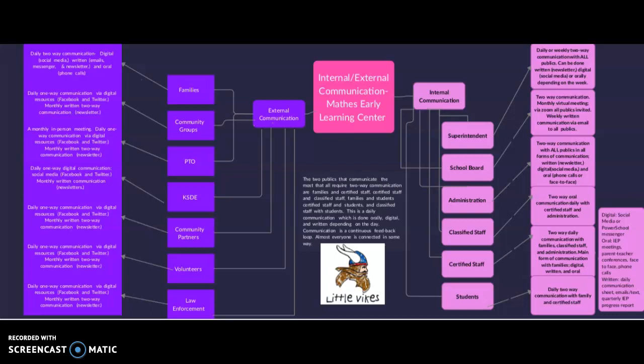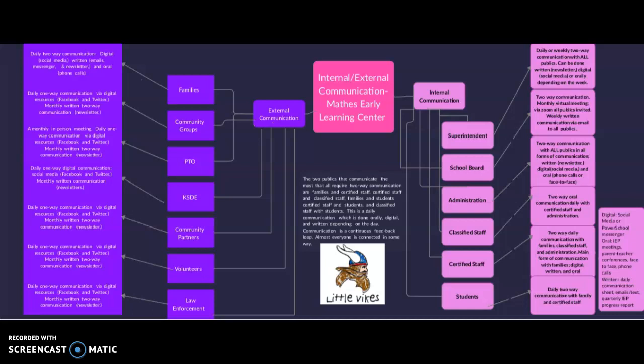So how I started was by organizing the publics by internal or external. To me, internal would be anyone that's in the school building, and external would be outside of the school building. So that's how I started.